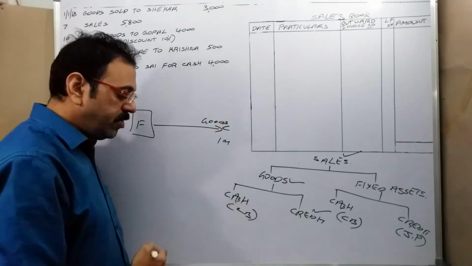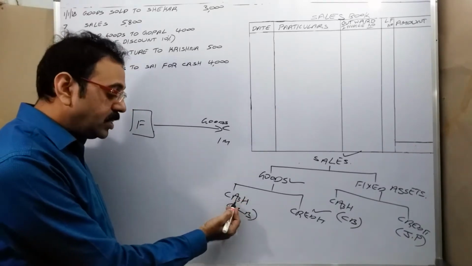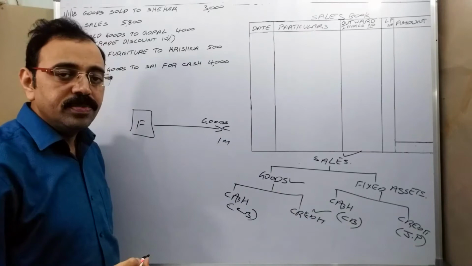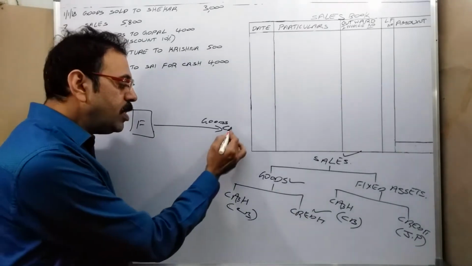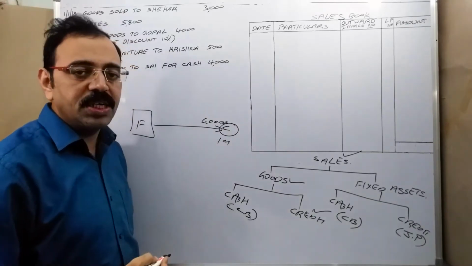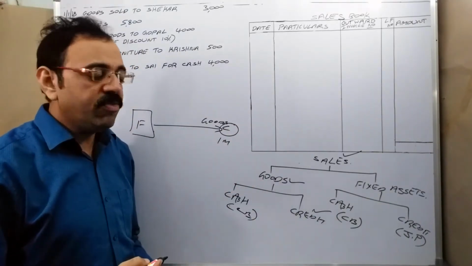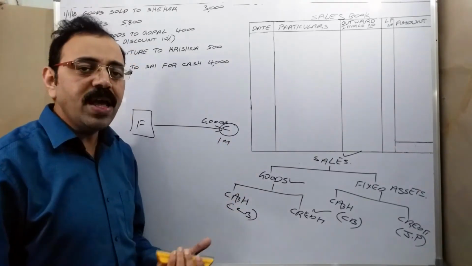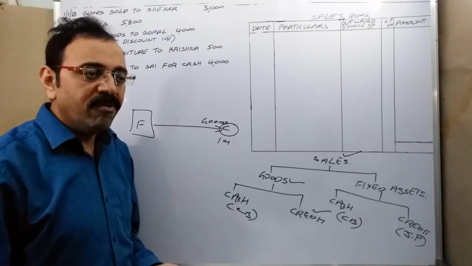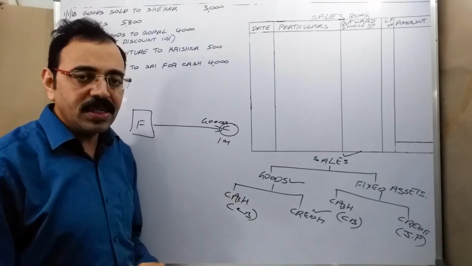Now, how to identify whether one transaction comes under cash sale or credit sale? We should observe one point here. If customer name is given in the transaction, that is credit sale. If customer name is not given, that is cash sale. Why like that? Because where do we want to know the customer's name? Only in case of credit transaction.